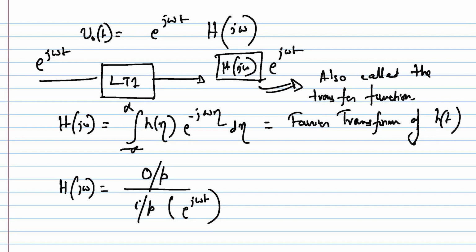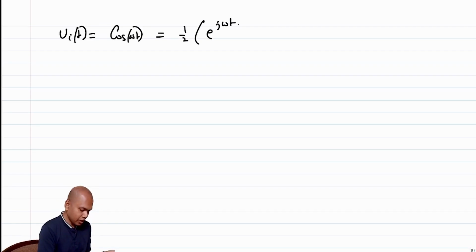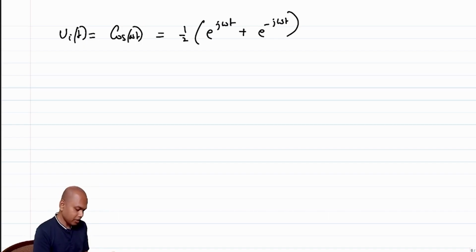Okay, fine. So what would be the output if the input is cosine omega t? If v_i(t) is cosine omega t, that is half of e to the power j omega t plus e to the power minus j omega t, then it's simple, right? So the output v_o(t) will be half of... if the input is e to the power j omega t, what is the output?